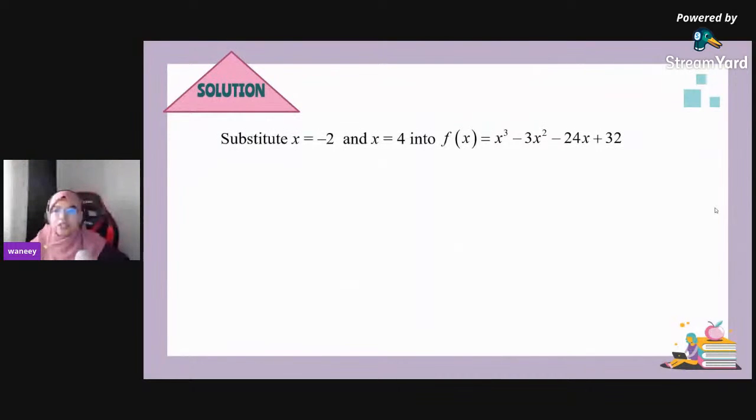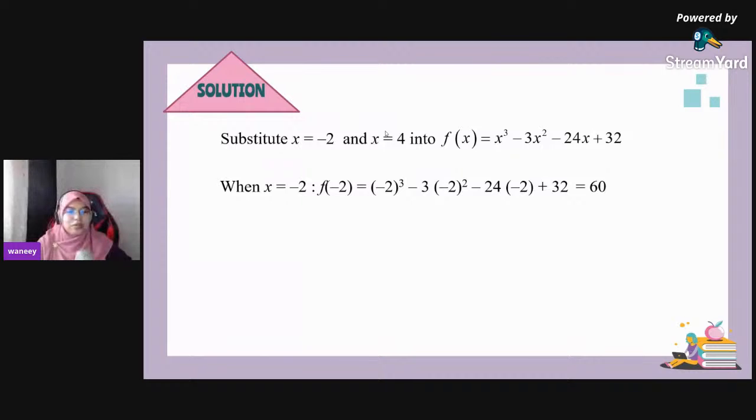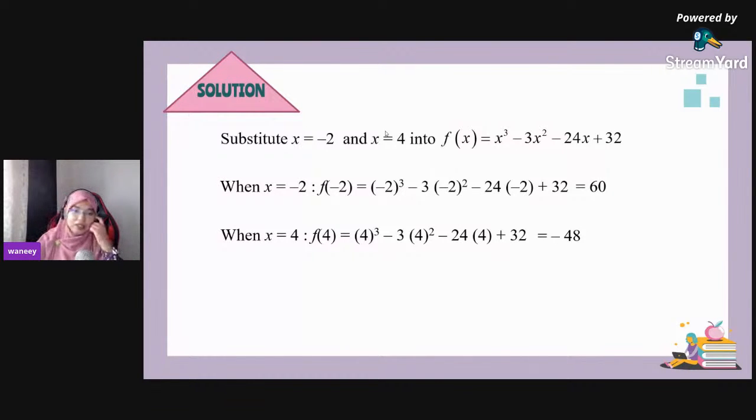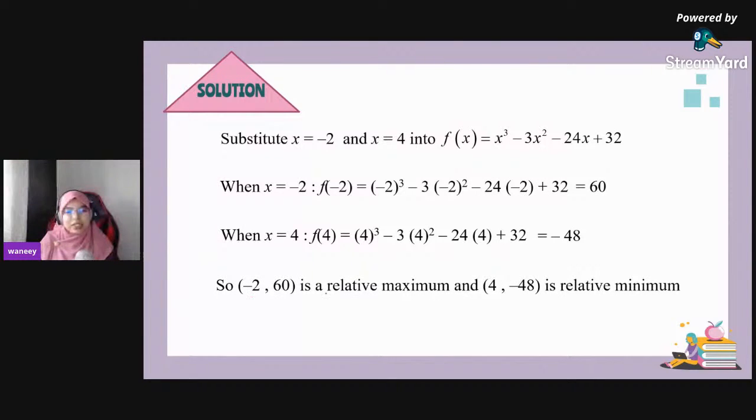Okay, so I need to get the point. So let us substitute into f(x): x equal to negative 2 inside f(x) and x equal to 4 inside f(x). When x equal to negative 2, the value of y, f of negative 2, is equal to 60. And when I substitute x equal to 4, f of 4 is equal to negative 48. Which means that (negative 2, 60) is a relative maximum, and (4, negative 48) is a relative minimum.